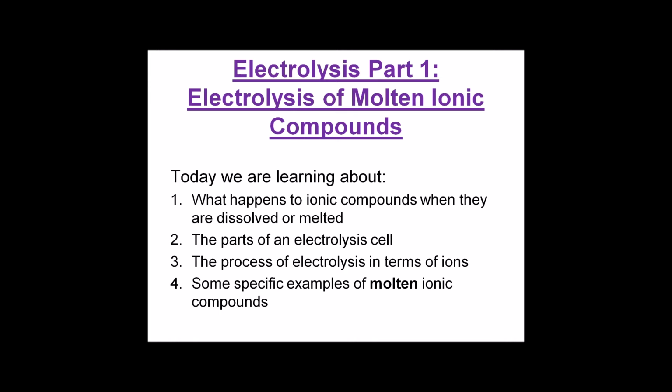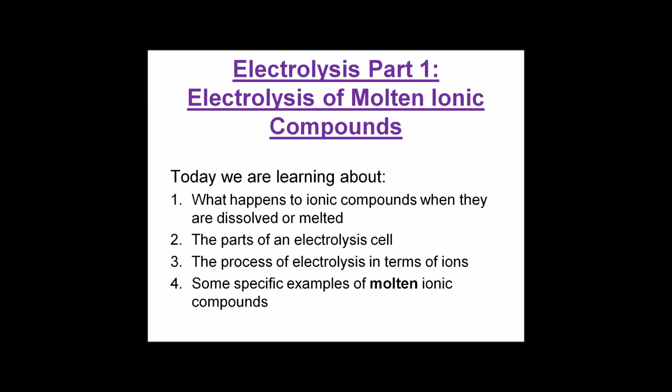So this lesson we're looking at electrolysis, the basics of electrolysis, and then we're going to go into the electrolysis of molten ionic compounds. Okay, so the specifics of what we're learning about is we're going to learn about what happens to ionic compounds when they are dissolved or melted. We are going to look at the parts of an electrolysis cell. We're going to describe the process of electrolysis in terms of ions, and we're going to look at some specific examples of molten ionic compounds and the electrolysis of those.